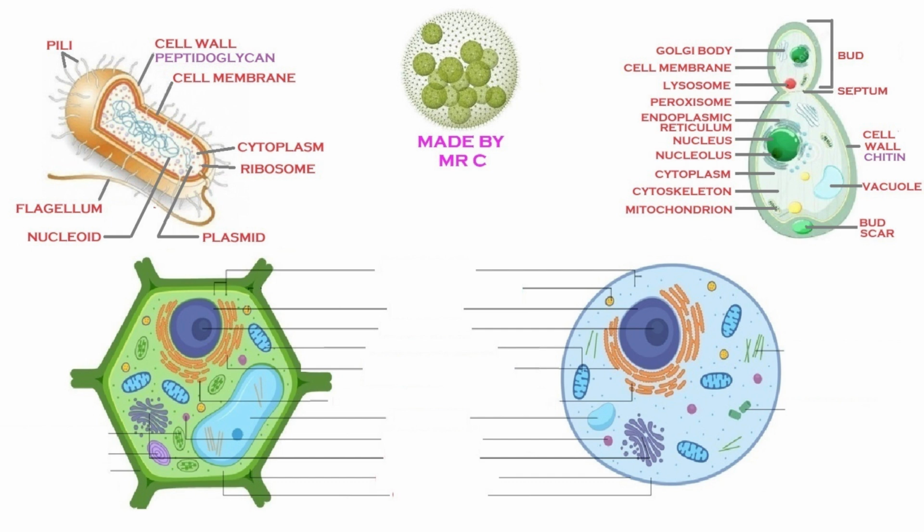Now, on the right-hand side, we see a bud and the septum. This is to do with cell division. In a type of asexual reproduction, a bud forms and breaks off, leaving the bud scar, which is shown at the bottom on the right-hand side.